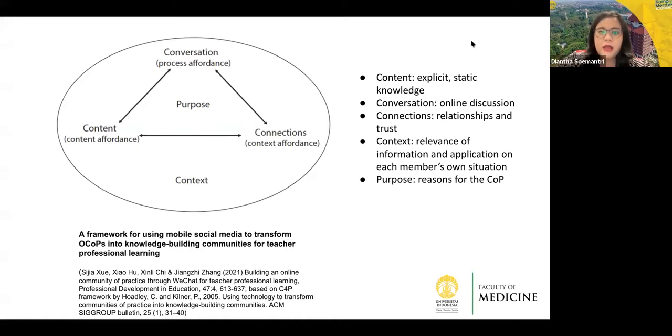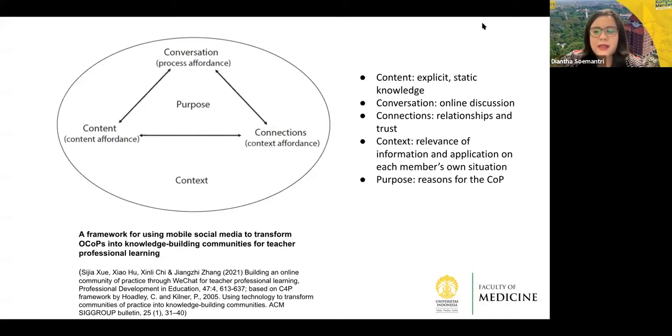And from their study, they see that there are several elements of online COP. First, of course, is the content. So it's the same as what we were discussing previously about the elements of COP. It is about the content. What are we discussing? What is the knowledge that we want to share and so forth? And of course, the next component is the conversation, the online discussion. This is very important in online COP. How can we discuss through online mode?